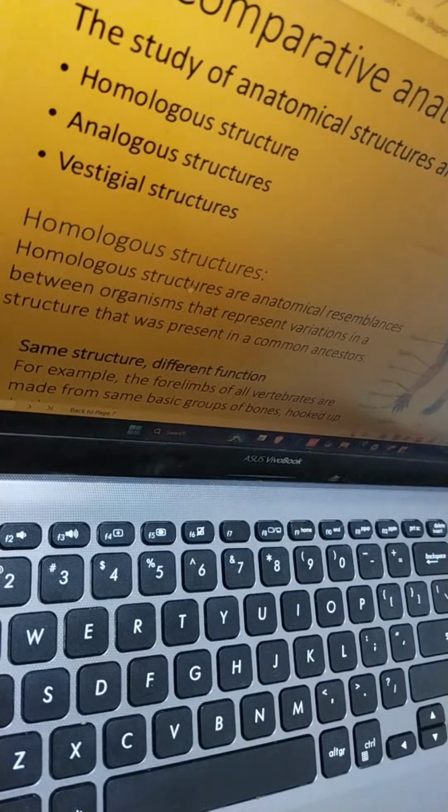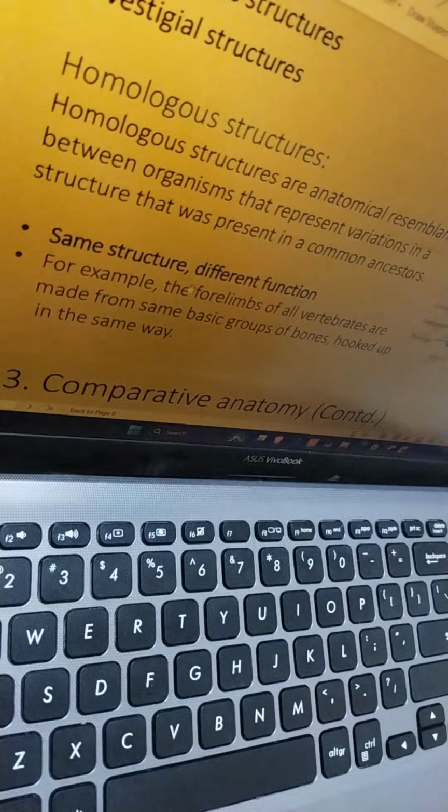So what are homologous structures? Homologous structures are anatomical resemblances between organisms that represent variation in a structure that was present in a common ancestor. Same structure but different function.